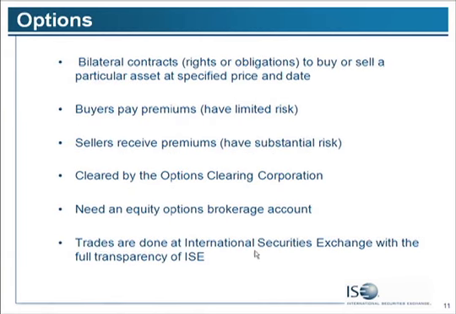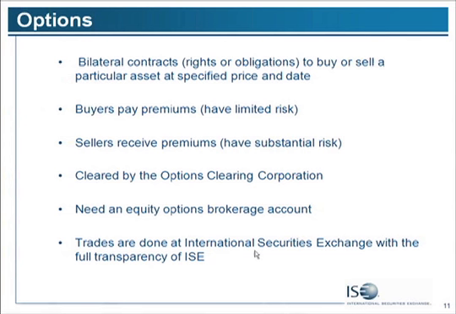What are these options? Well, they're bilateral contracts. If you are long the option, you have rights. If you are short the option, you have obligations. The person that buys an option pays a premium. The person that sells an option gets the premium but has an obligation to buy a particular asset at a specified price and date. Buyers pay premiums, but they have limited risk. Sellers receive these premiums, but they have substantial risk. They're all cleared by the Options Clearing Corp.